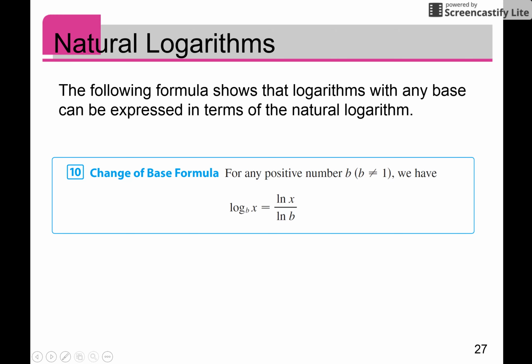Our change of base formula. Again, we learned this in college algebra. Log base b of x we can rewrite as log base anything of x divided by log base anything of b. So ln is a perfectly fine choice. Since it can be log base anything, why not be log base e?